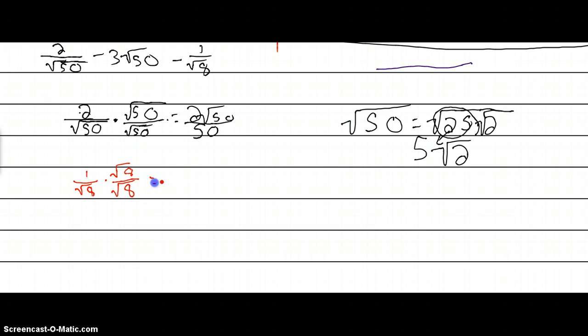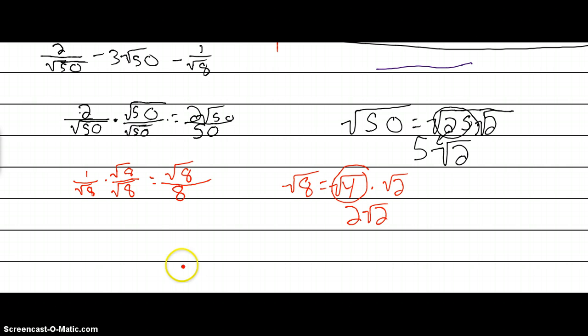So now we do square root of 8 times square root of 8, the square roots cancel out, and you're just left with 8. 1 times the square root of 8 is the square root of 8. Now the square root of 8, we can also simplify. The square root of 8 breaks up into the square root of 4 times the square root of 2. Now what's the square root of 4? The square root of 4 is just 2. So this becomes 2 square root of 2.